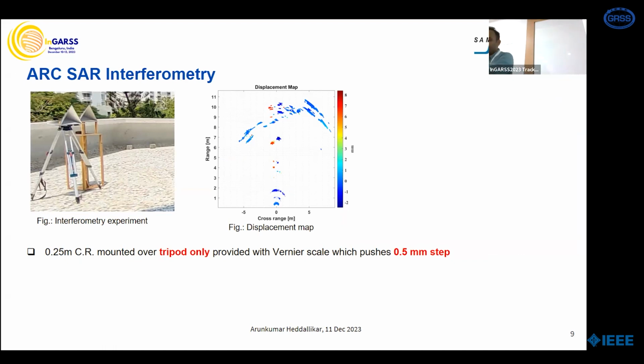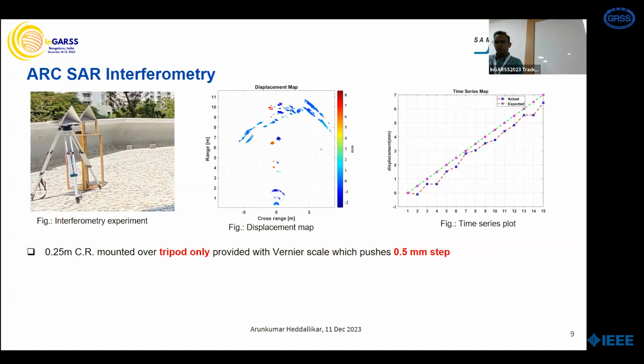In the displacement map, we can clearly see the displacement in the corner reflector. Whereas in the right side corner reflector, there is no displacement because we are not disturbing that corner reflector. When we see the time series plots, there is some disturbance. To conduct this entire experiment, it took 6 hours. During that period, we observed a lot of wind. That's why we can see the disturbance in the time series plot.